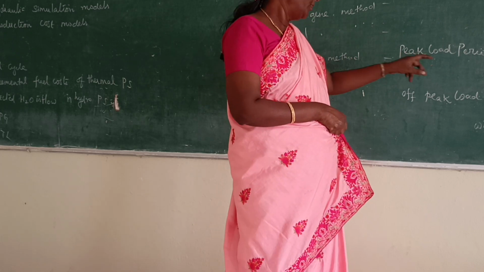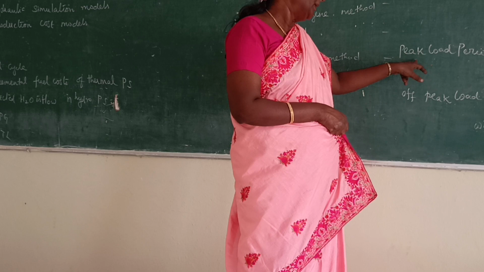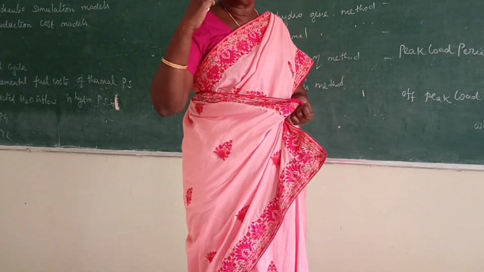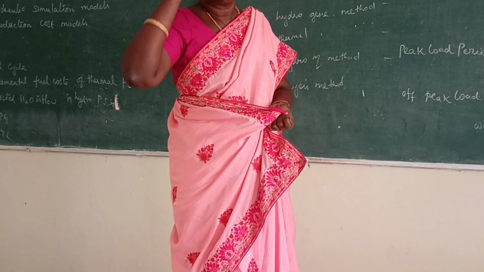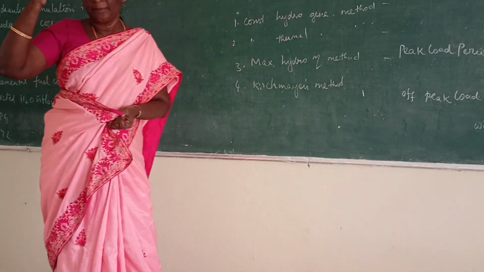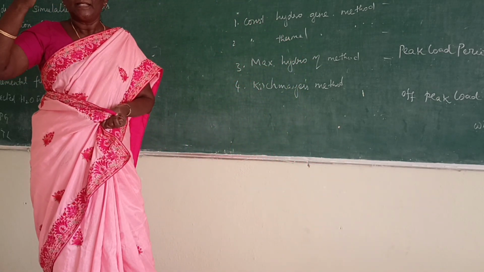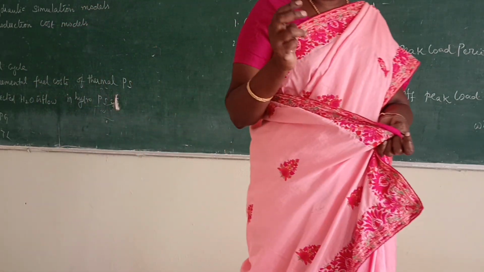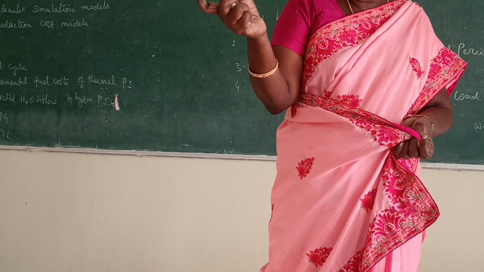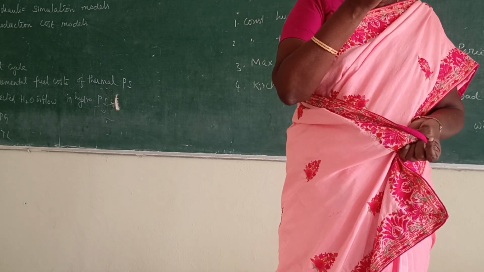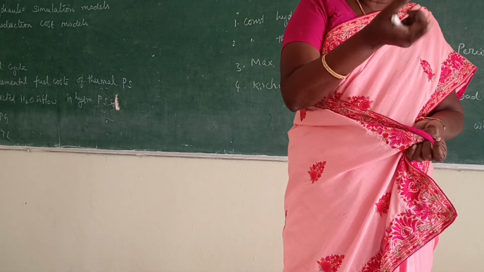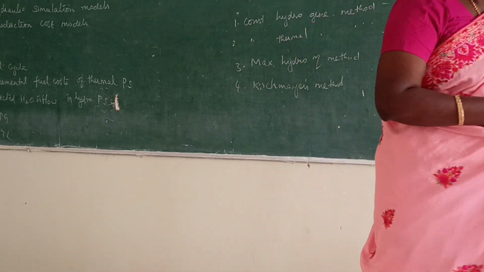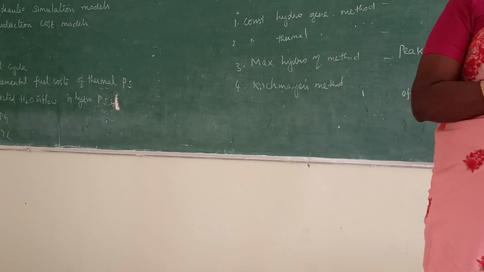Of the two loads, peak load and off peak load: at peak load, the hydro power plant operates at maximum efficiency, and at off peak load, the hydro power plant is operated nearer to the maximum efficiency with the specified power generation. For that particular amount of power generation, it is operated nearer to the maximum efficiency. Okay, these are all the methods to calculate the short term.